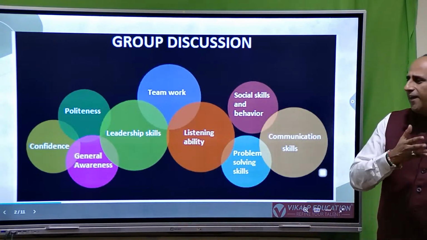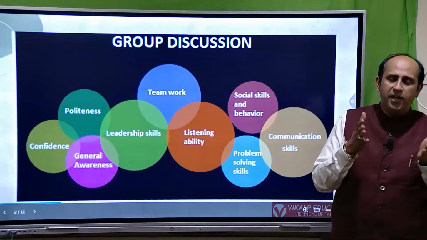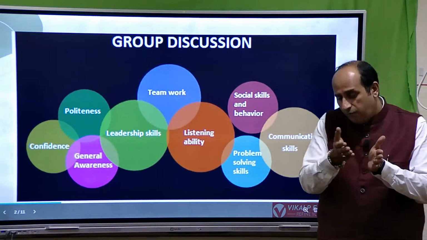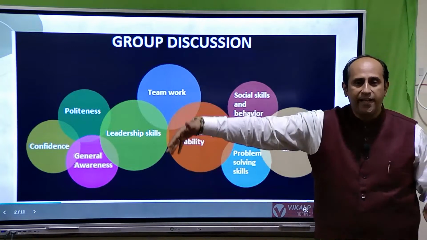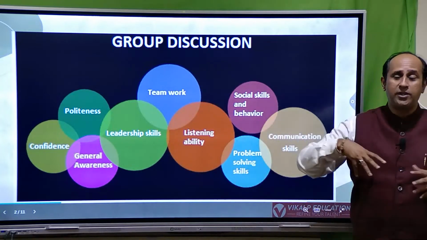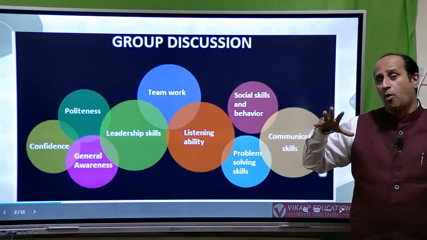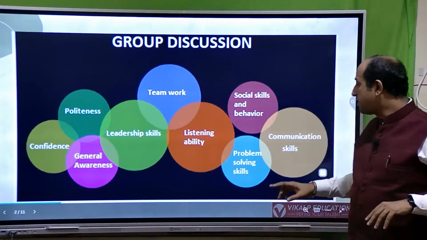So typically a GD will be in a semicircular fashion. There will be 8 to 10 members sitting in a semicircular fashion so that they are able to see each other properly. That is how a GD as a process is.